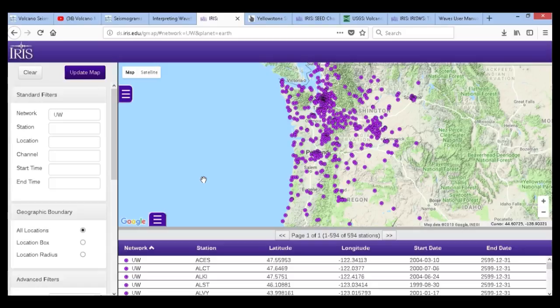I am actually hoping to join the University of Washington eventually as a student in volcanic or regular seismology in the next year or so, depending on what happens. As you can see, this network covers most of Oregon and Washington.